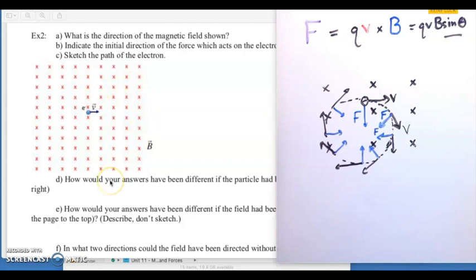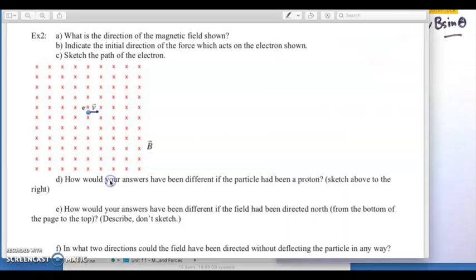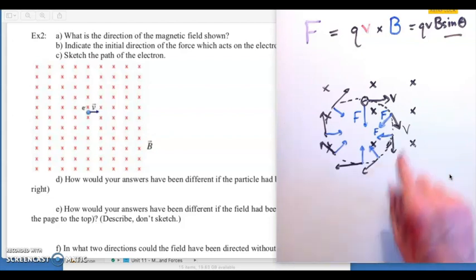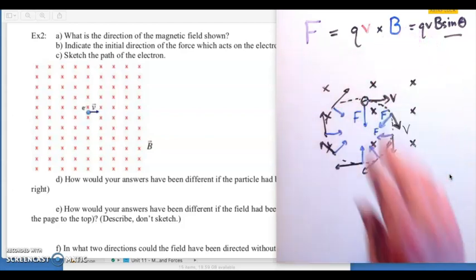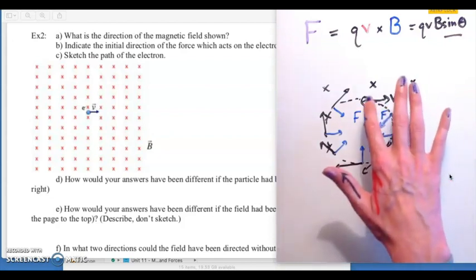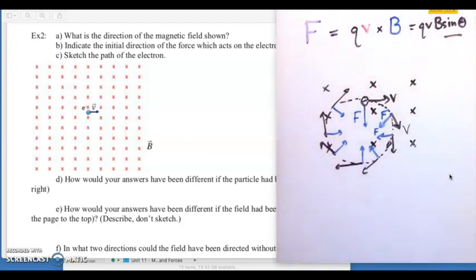Now, how would our answers have been different if the particle had been positive? Everything would have been switched around, and we would have gotten a circle up this way. Actually, specifically, it says it's a proton. So there's a couple of differences, and we're going to get into the math of this in a little bit, but the size of the circle is related to a couple of things. It's obviously related to all these, but it's also related to the mass of the particle. We'll get into that in a slightly later video, but for a proton, it would move up this way, but also in a much, much larger circle, like 1,836 times larger.